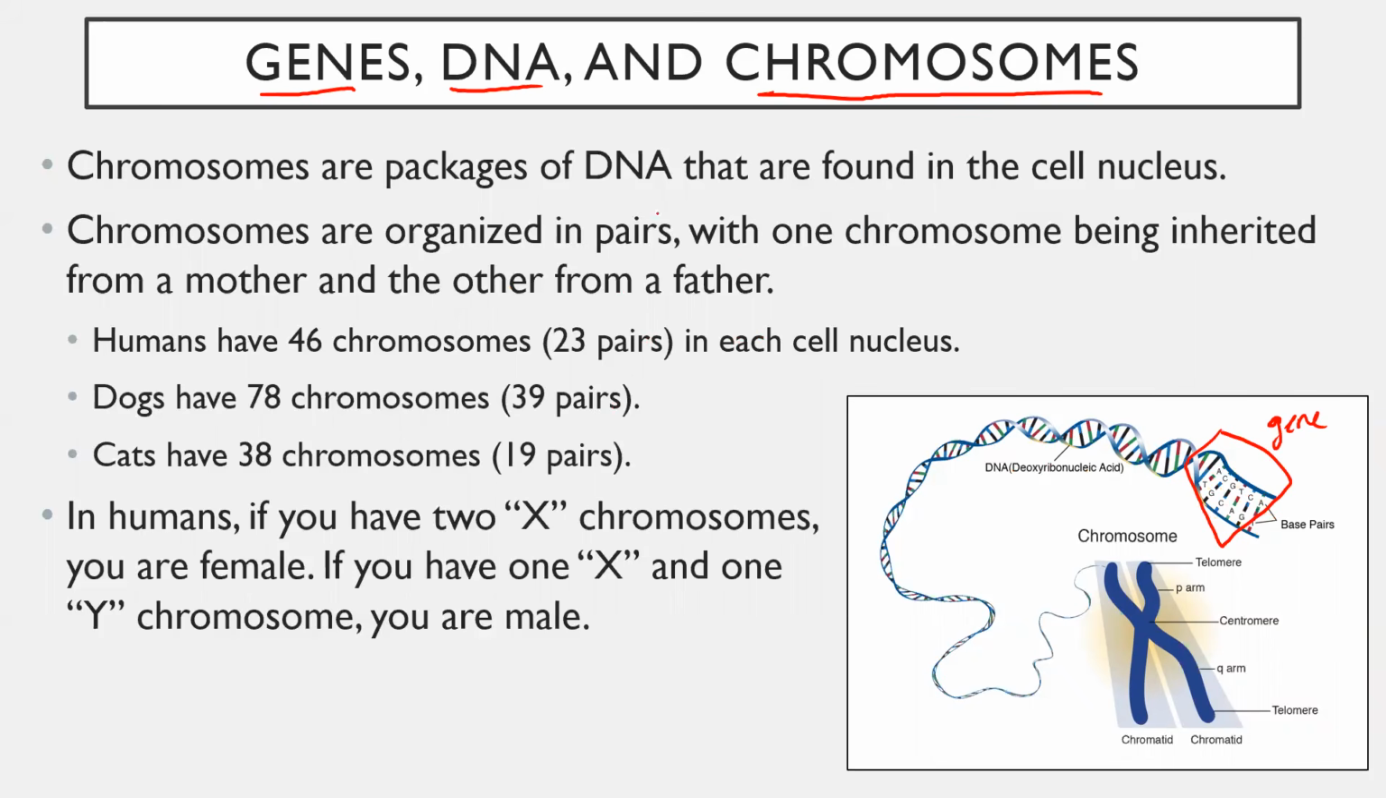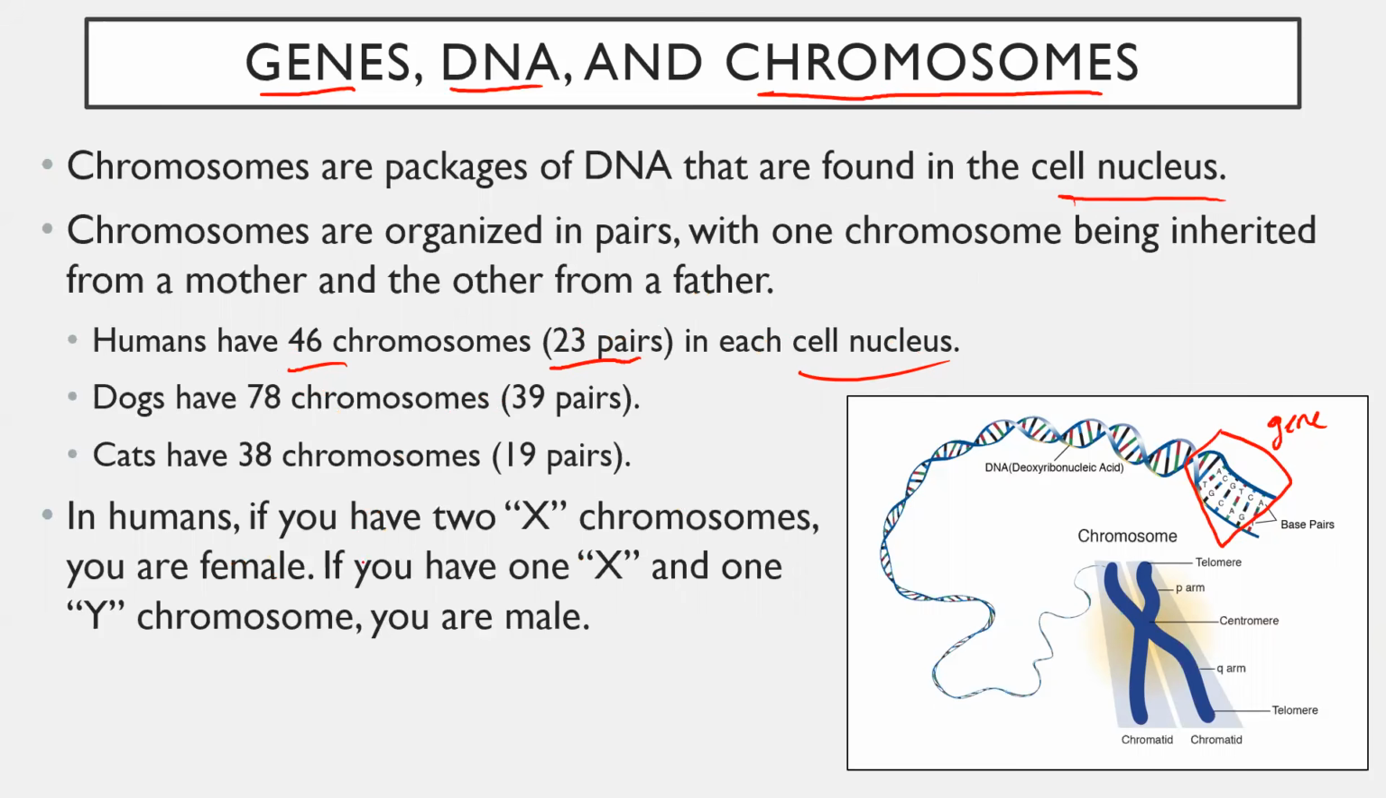So chromosomes are packages of DNA that are found in the cell nucleus. Chromosomes are organized in pairs, with one chromosome being inherited from a mother and the other from a father. Humans have 46 chromosomes in total, which means there are 23 pairs, because 46 divided by 2 is 23, okay? Again, chromosomes exist in pairs. They form a kind of buddy system. So even though you have 46 chromosomes, they form 23 pairs. And that's in every single cell nucleus, okay? Well, other than the gametes, which have half.